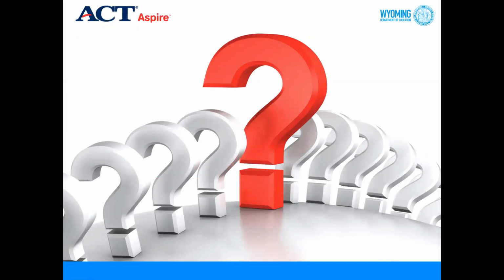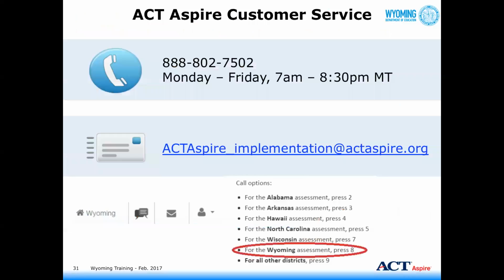Okay, so we're wrapping up here. Right before we get into questions, I wanted to mention that we have customer service. The call-in number is 888-802-7502, available Monday through Friday, 7 a.m. to 8:30 p.m. We have the email, actaspire_implementation@actaspire.org. When you call in, I also recommend that you choose option 8, which is for Wyoming.